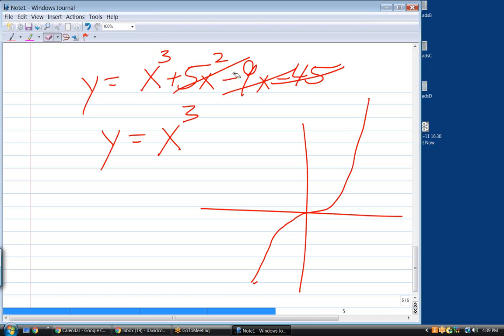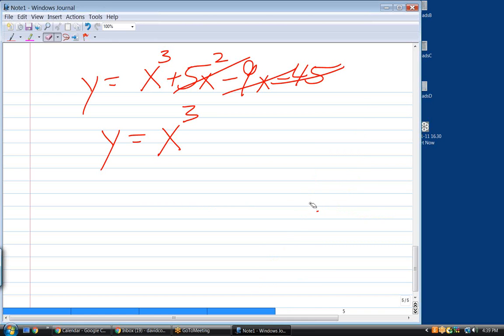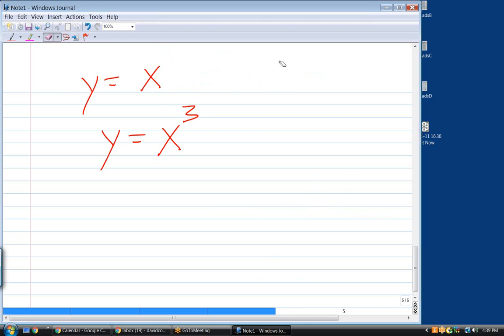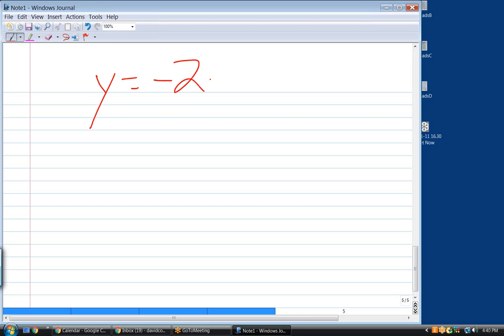You can ignore everything other than the highest degree term in regards to end behavior. Nothing else makes a difference. Only the highest degree matters. So if I have a polynomial like y equals negative 2x to the fifth plus x to the fourth plus x cubed plus x squared, that's the highest one right there.